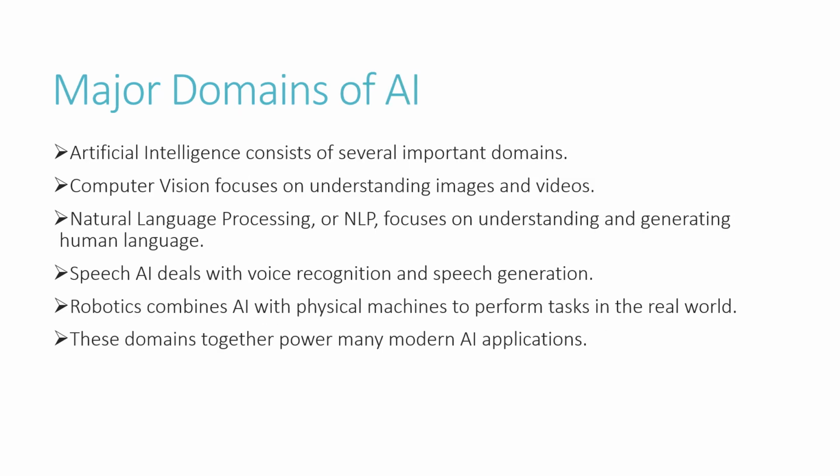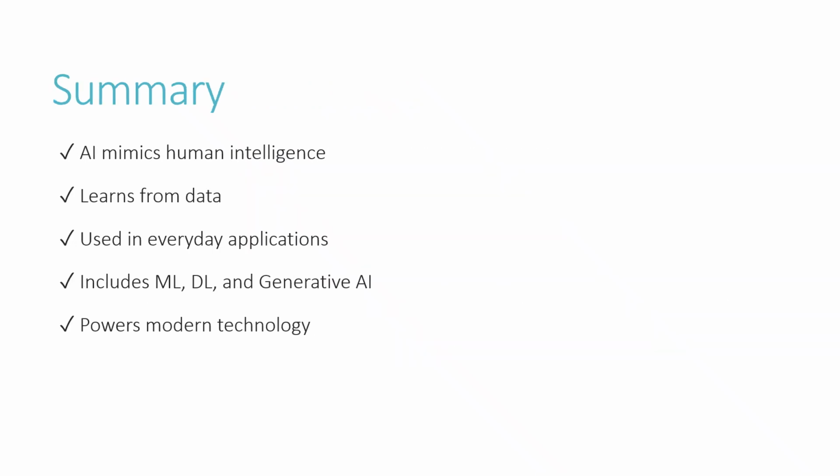Major domains of AI. Artificial intelligence consists of several important domains. Computer vision focuses on understanding images and videos. Natural language processing, or NLP, focuses on understanding and generating human language. Speech AI deals with voice recognition and speech generation. Robotics combines AI with physical machines to perform tasks in the real world. These domains together power many modern AI applications.